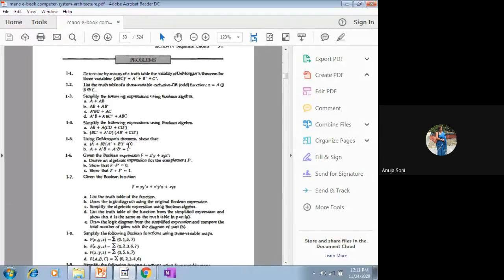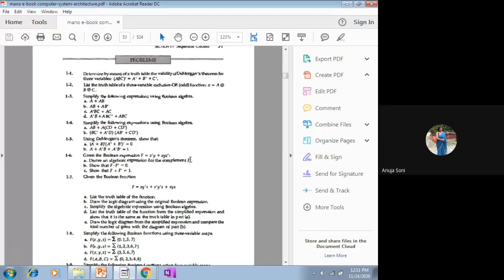We'll be studying De Morgan's theorem. Using De Morgan's theorem, again you have to solve it. Then, given the Boolean expression, derive an algebraic expression for the complement. Means the value of f is given, and you have to find its complement, f dash. In order to find f dash, you have to take the complement on both sides. Then you will have to apply De Morgan's law, open this expression using De Morgan's law, and ultimately you will be able to find the value of f dash.